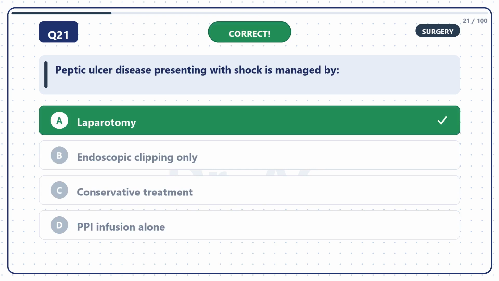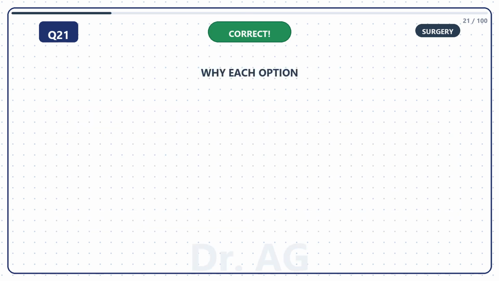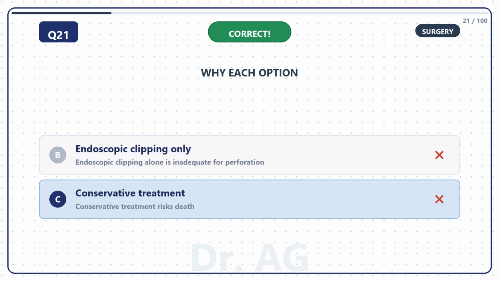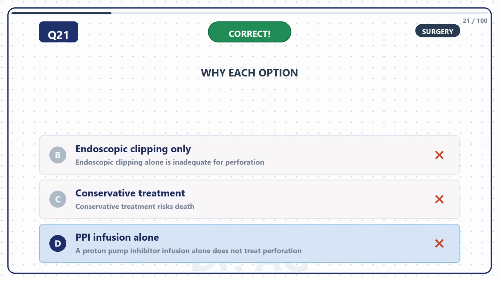The correct answer is option A. Laparotomy. Let's go through the options. Endoscopic clipping only. Endoscopic clipping alone is inadequate for perforation. Conservative treatment. Conservative treatment risks death. PPI infusion alone. A proton pump inhibitor infusion alone does not treat perforation.